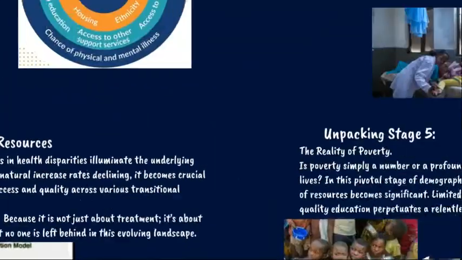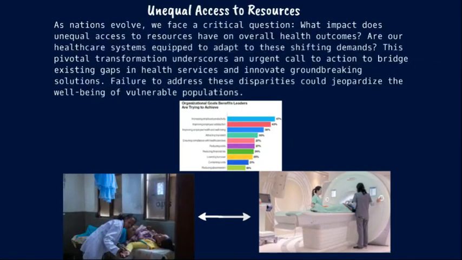The third thing is unequal access to resources. As nations evolve, we face a critical question. What impact does unequal access to resources have on overall health outcomes? Are our healthcare systems equipped to adapt to these shifting demands? This pivotal transformation underscores an urgent call to action to bridge existing gaps in healthcare services and innovate groundbreaking solutions. Failure to address these disparities could jeopardize the well-being of vulnerable populations.